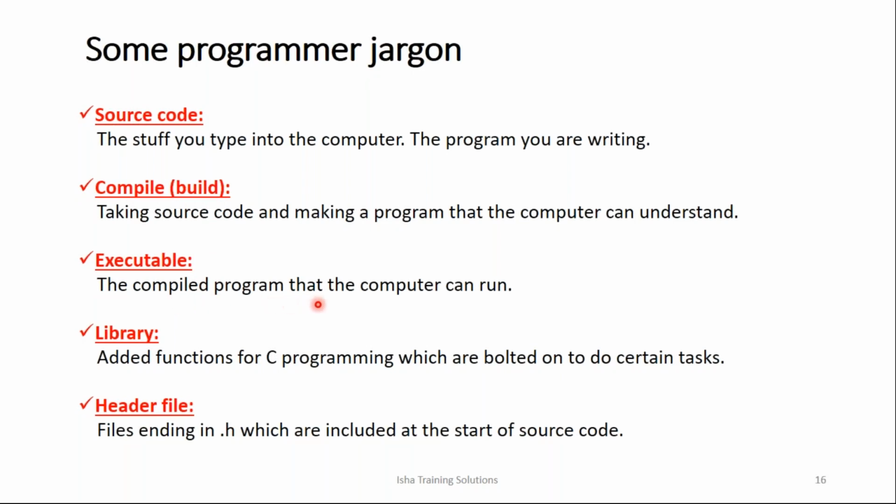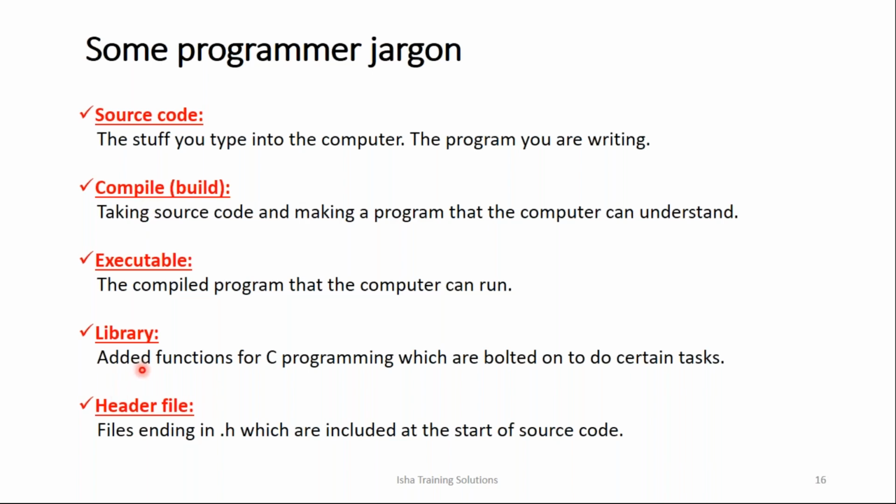A compiled program that the computer can run means after compiling only the program can be executed. Without compiling, the program cannot be executed. Of course, it can be executed, but this compiling is just for our understanding to make sure that the program can run without any errors. Directly the program can be executed, but for our understanding, we are going to compile the program.